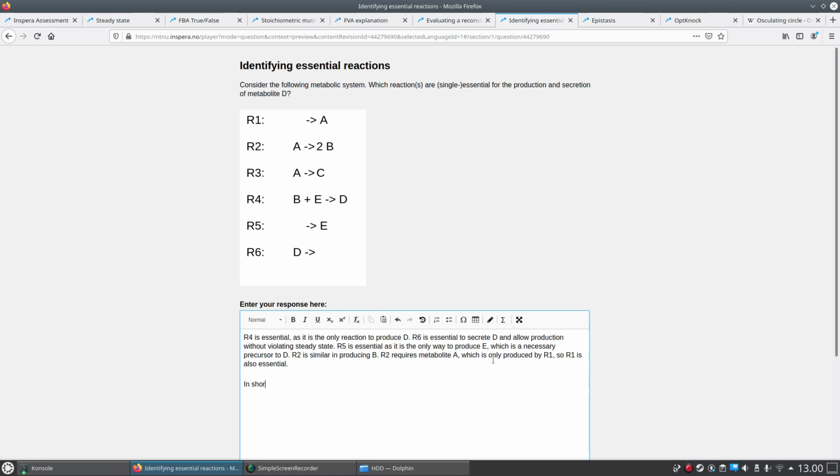In short, all reactions except R3 are essential. Because R3 produces C, which not only does not lead into any production of D, but also doesn't get produced by anything. Not only is R3 not essential, but R3 cannot carry flux at all. So those are the essential reactions for this problem.